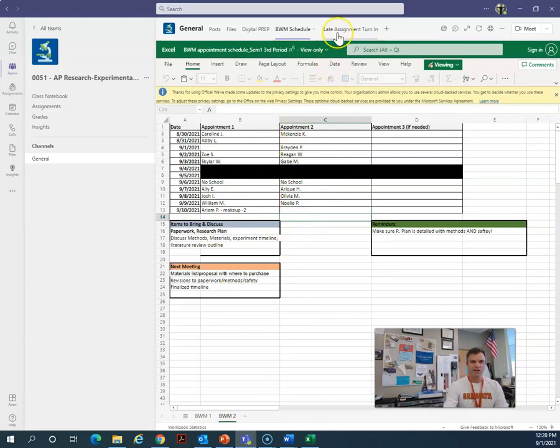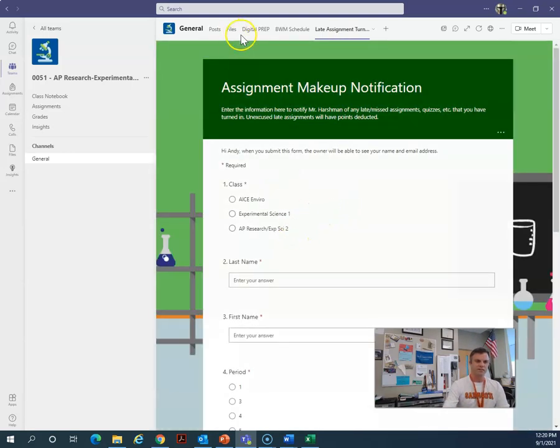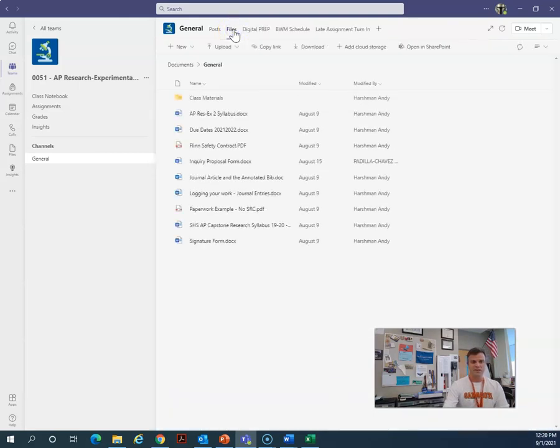There's also a late assignment turn-in. There usually aren't any assignments that they turn in; we do that all during the meeting. But if there is something, they need to fill out this form on the top here to let me know. And then other information for the class, including the big deal I want to go over with you guys, is all under files.